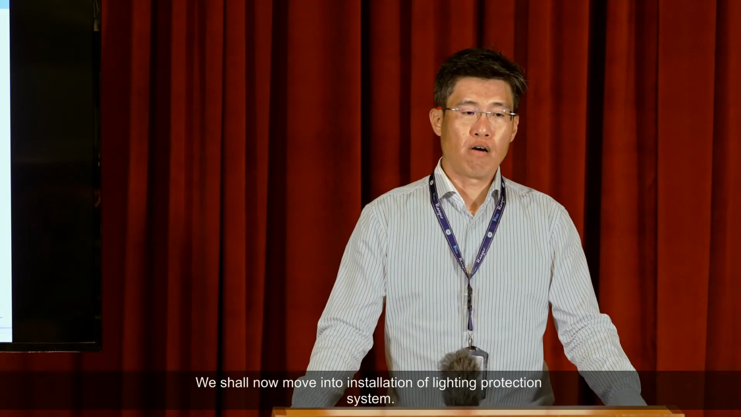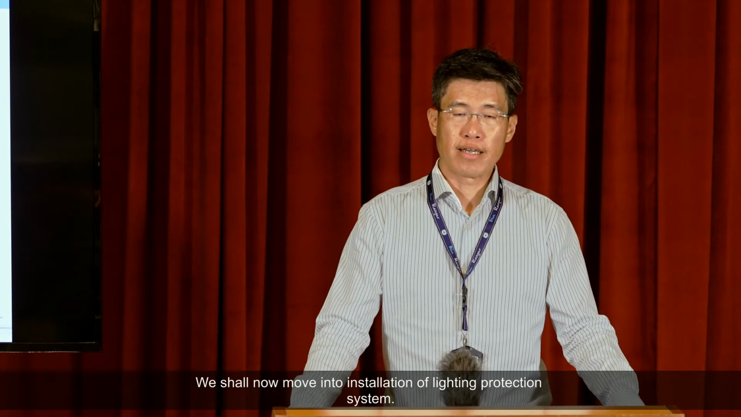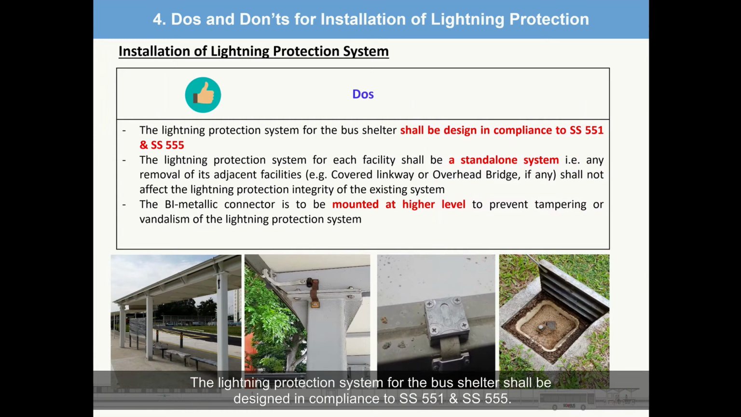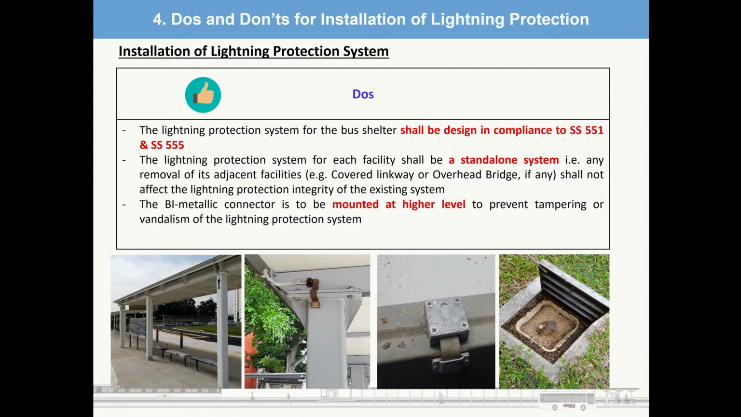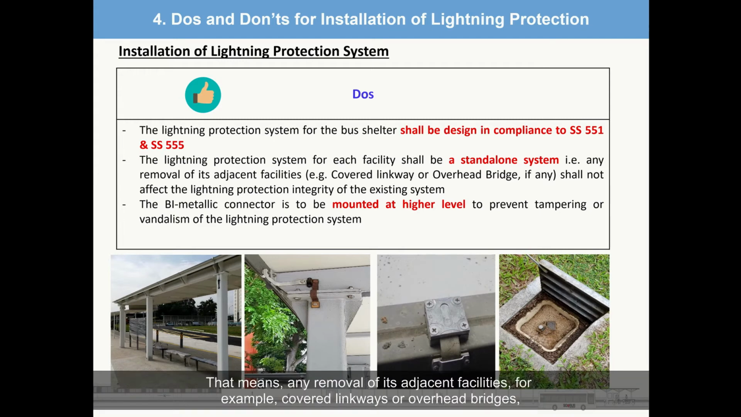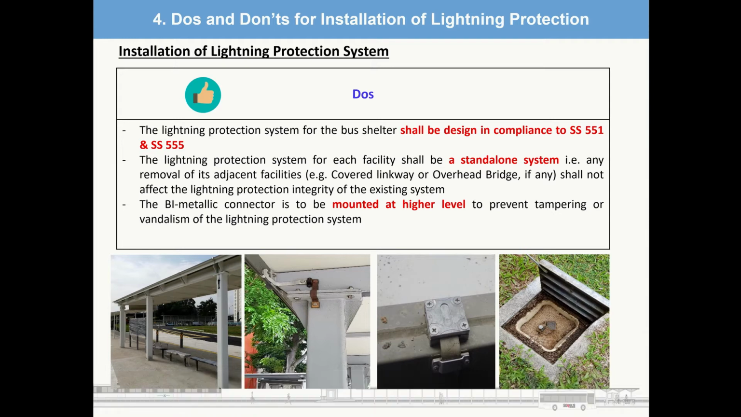We shall now move on to the installation of lightning protection system. The lightning protection system for the bus shelter shall be designed in compliance with SS551 and SS555. The lightning protection system for each facility shall be a standalone system. That means any removal of adjacent facilities, for example covered linkway or overhead bridges, if any, shall not affect the lightning protection integrity of the existing system.